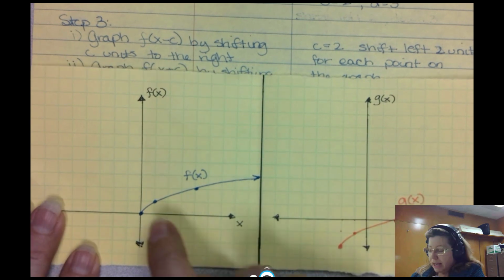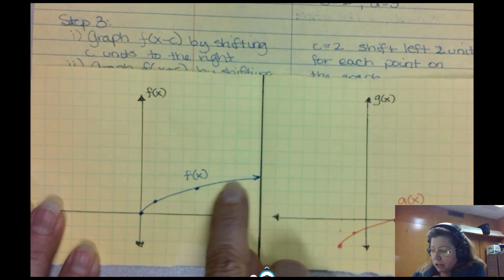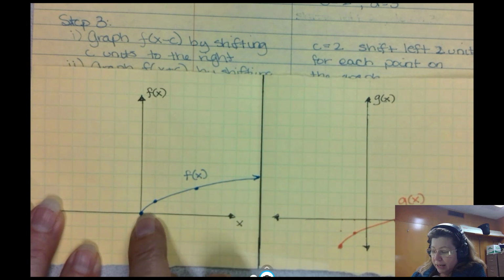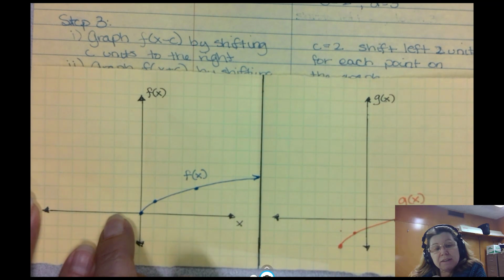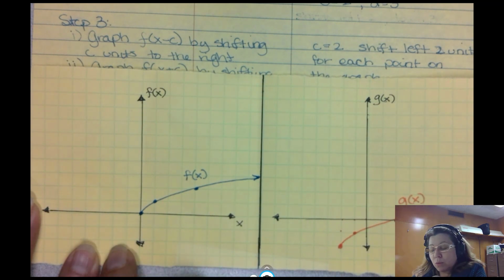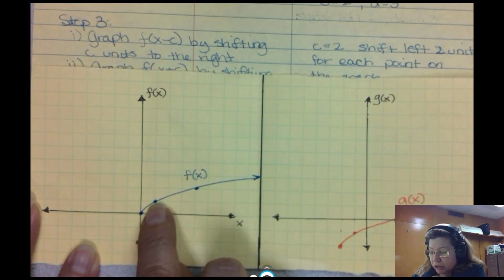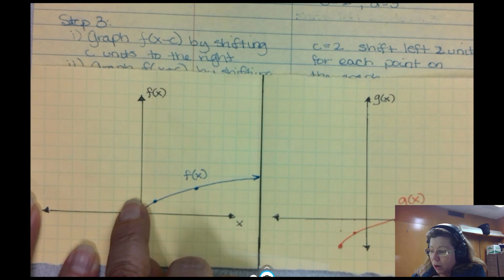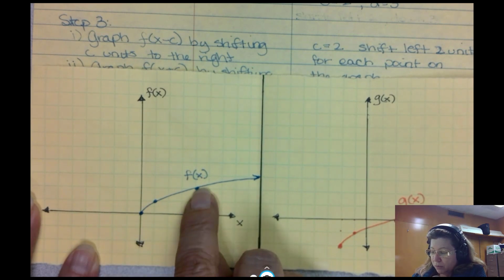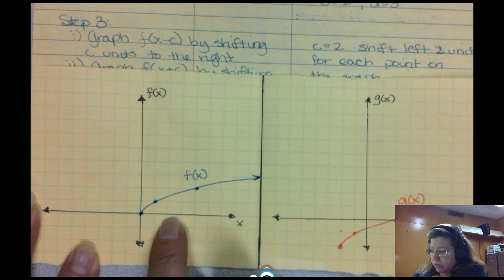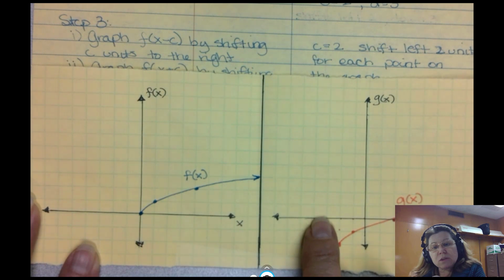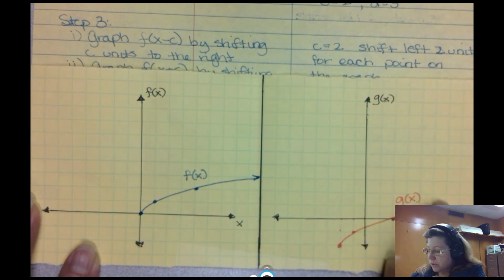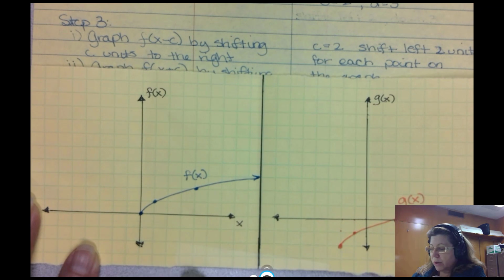So here we go. If I knew the square root function looked like this, then all I'd have to do is move this point, 0, 0, 2 to the left and 3 down, and that's my new point. And then likewise, I would move the next point, which is 1, 1, 2 over and 3 down. Move this point, 2 over, 3 down. And by the time that you move every single point on f of x, you get to g of x. Okay? So you move everything to the new location just by shifting.